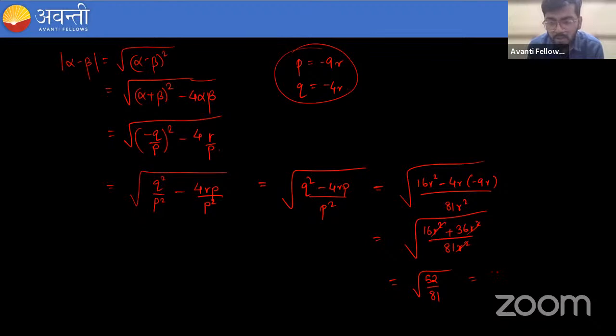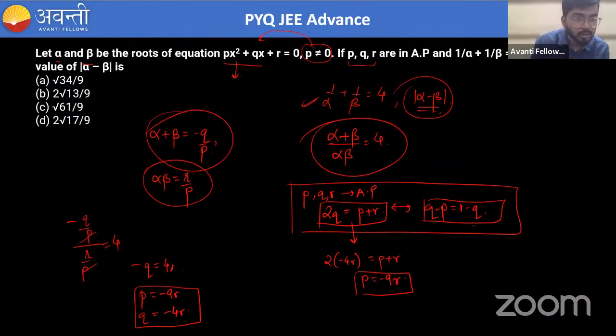So this will be root of 52 upon root 81. Root 81 will come out and it will become 9. And 52 I can write as 4 into 13 upon 9. So this will become 2 root 13 upon 9. So the answer to our question is option B, 2 root 13 upon 9. I hope you guys understood the question. Let us move ahead with another question.